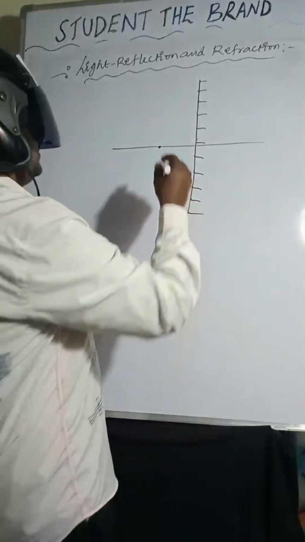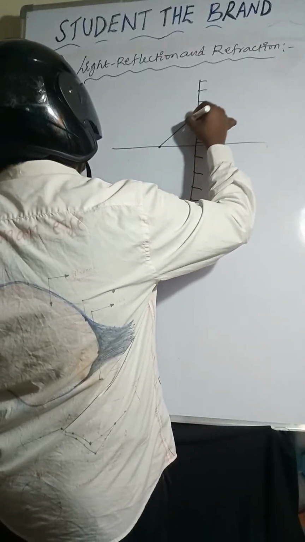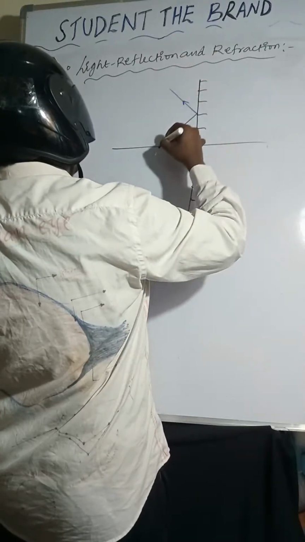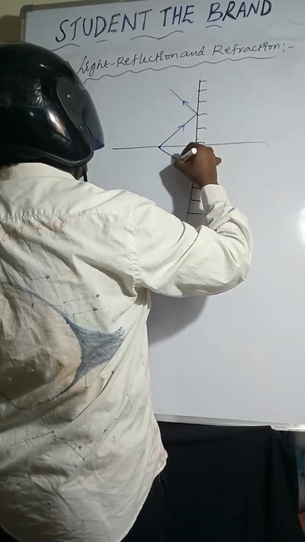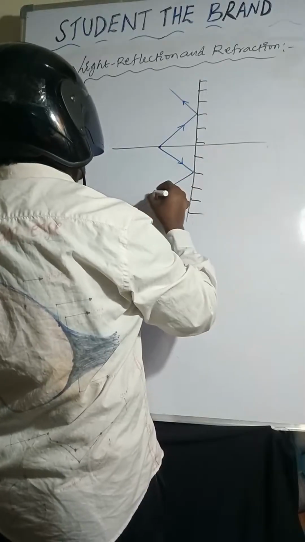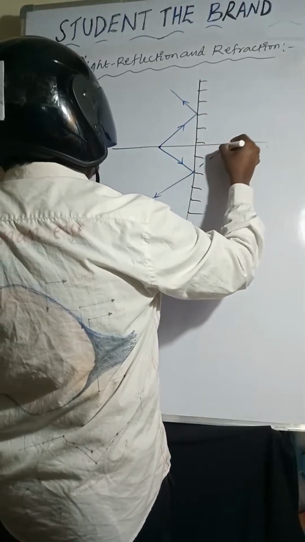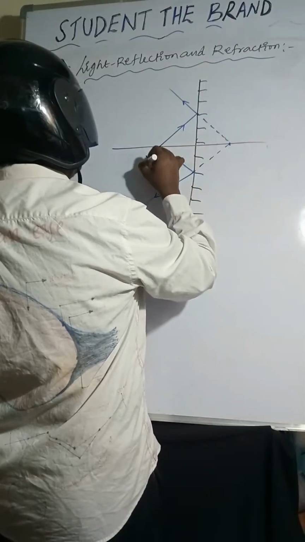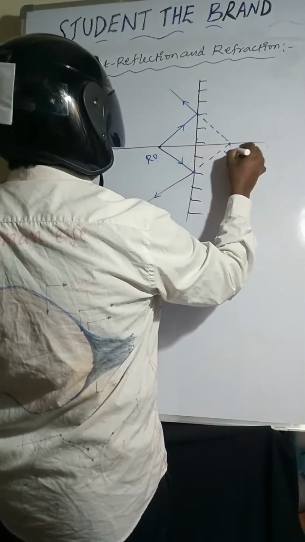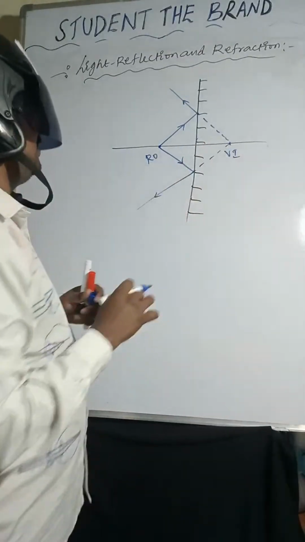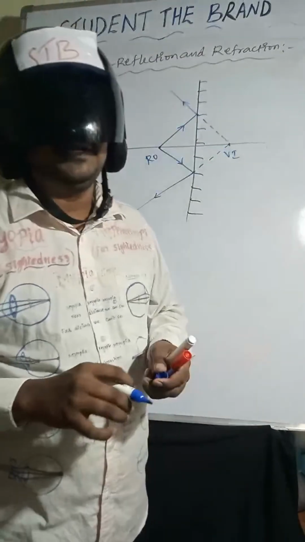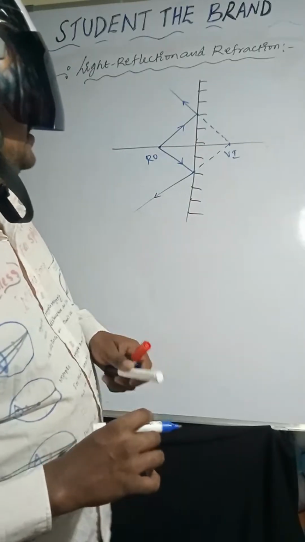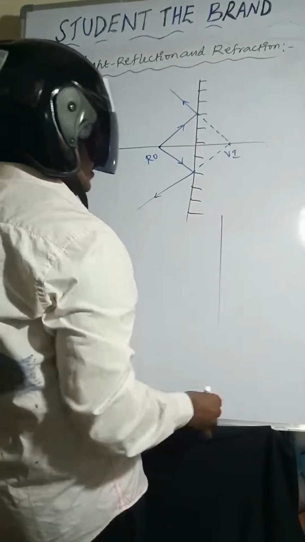Here I am considering one light ray like this. After reflection it passes, and another light ray I am taking like this. After reflection, those will move. If you extend these light rays, the image will form. This is a real object and virtual image. And one more I am taking here.